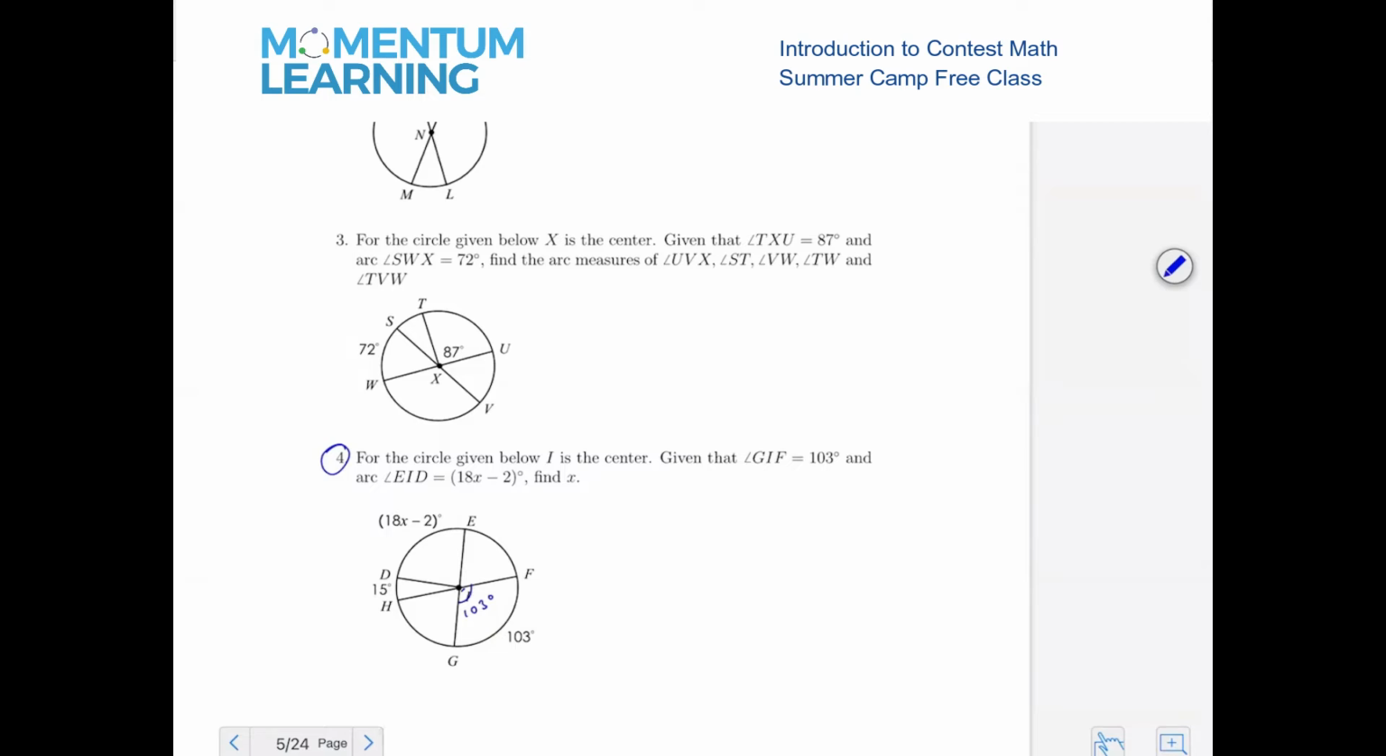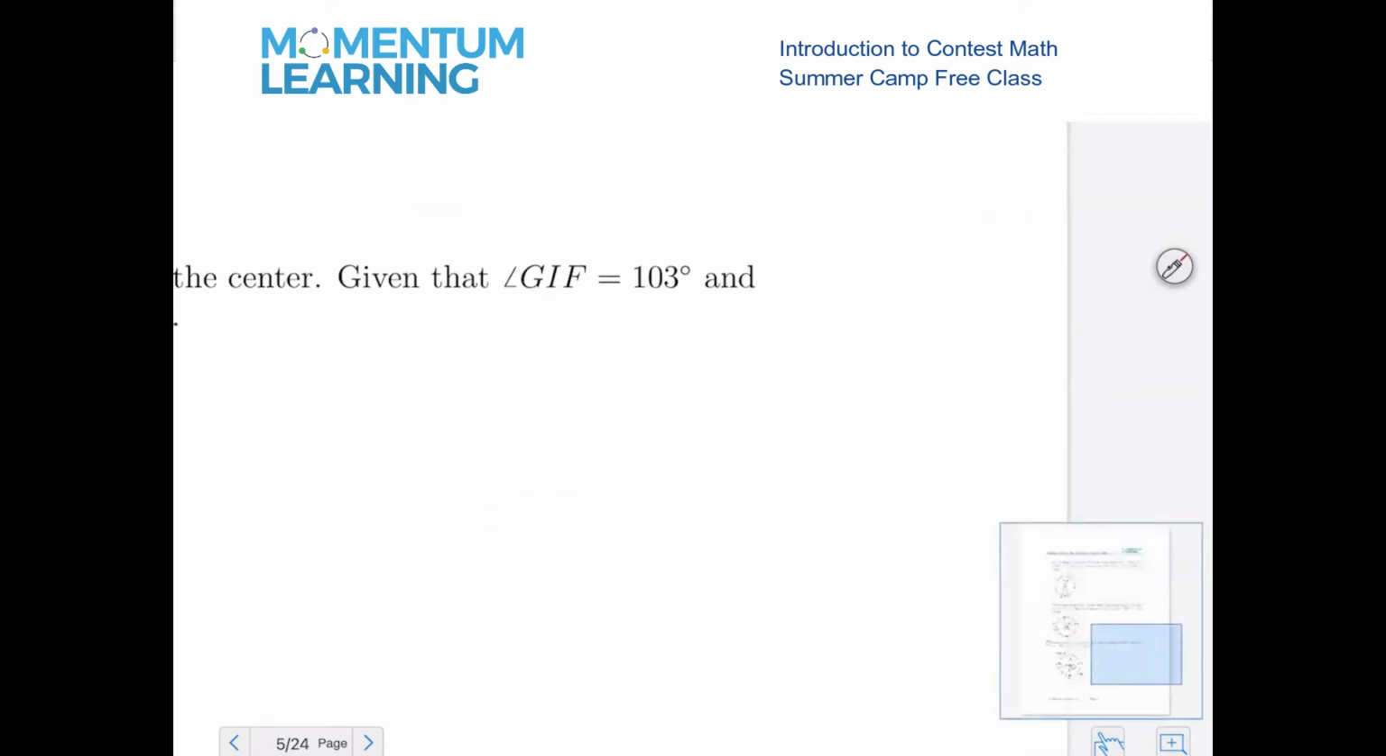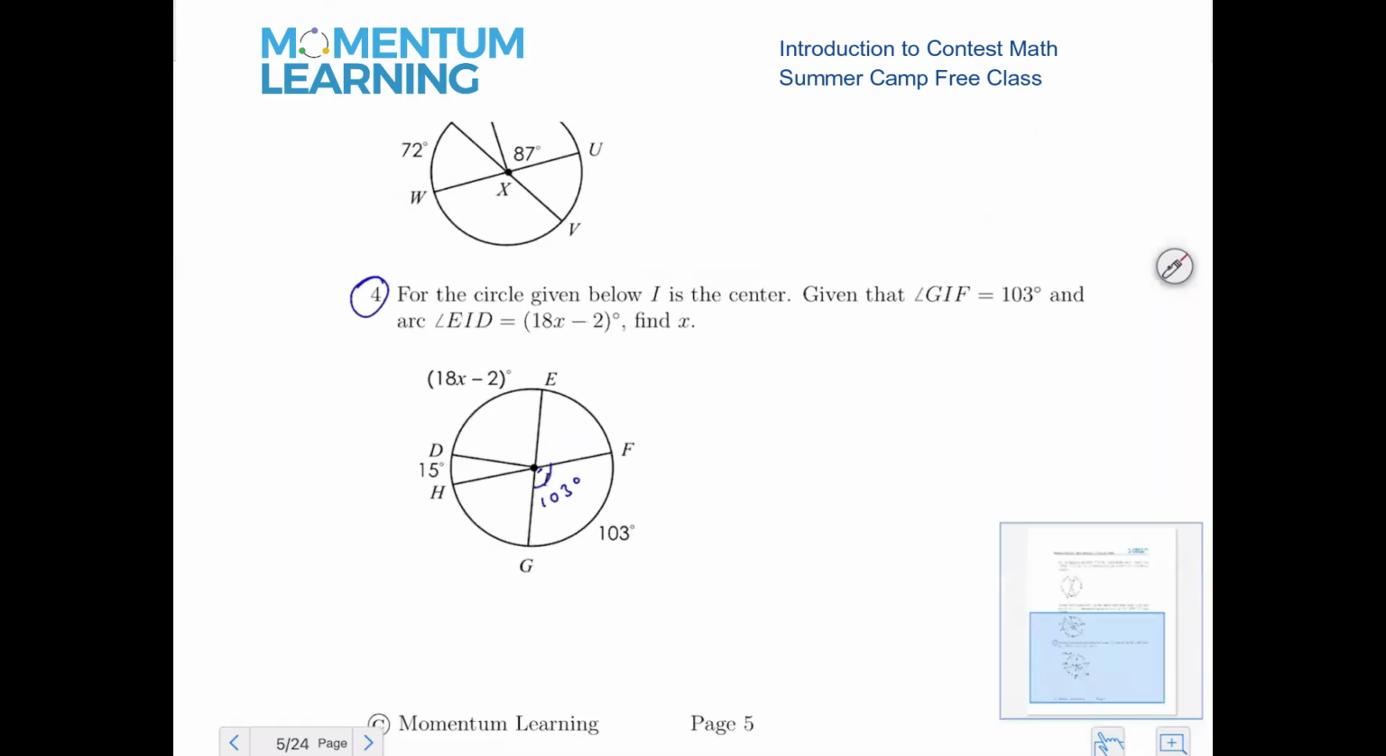And then it is given that arc HD is 15 degrees, and arc EID is 18x minus 2. The question is: find x. I apologize. We don't know this angle here. If I knew this angle, then I would be done, because DIE is a central angle, so it is equal to 18x minus 2. We don't know these angles.